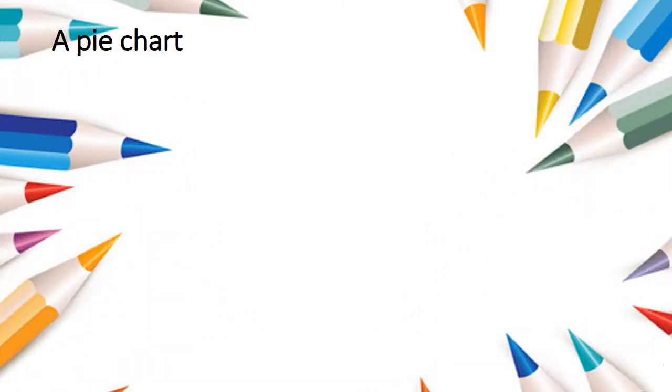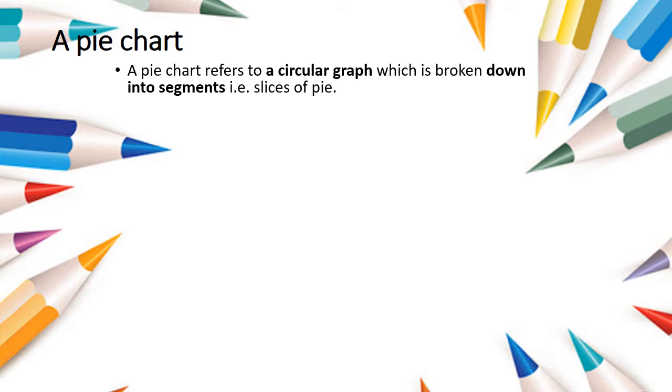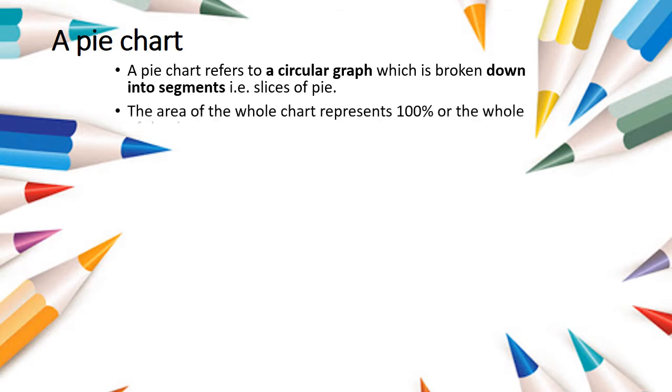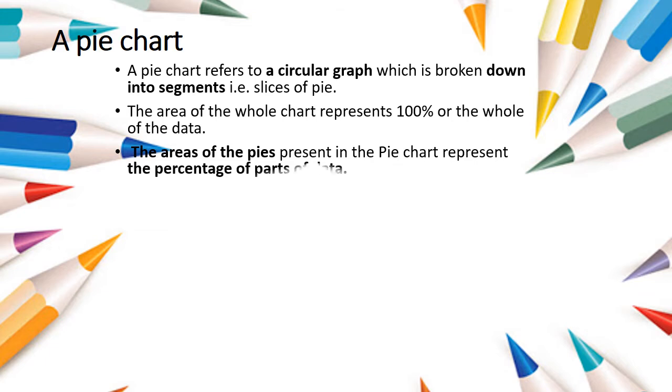Next, a pie chart is a circular graph broken into segments called slices. The whole chart area represents 100 percent of the data, and the areas in the pie chart represent the percentage of parts of the data. The parts of the pie chart are called wedges or slices.